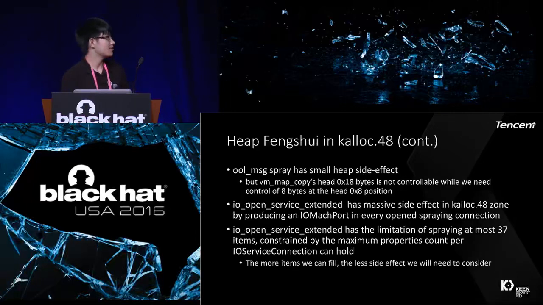But previous methods have their fallbacks. The OOL message spray, which constructs a vm_map_copy in the kernel heap, has a head of 0x18 bytes that is not controllable, but we definitely need control over the 8 bytes at the head, at offset position. And IOOpenServiceExtended has a massive side effect in this kalloc.48 zone, because it will produce an IO mach port in every opened service connection.